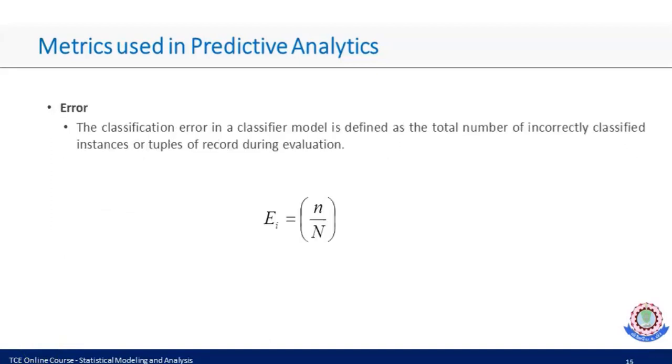The next metric is error. So, here the error of a model is defined as the total number of incorrectly classified instances or tuples of records to that of the total number of records present in the model.